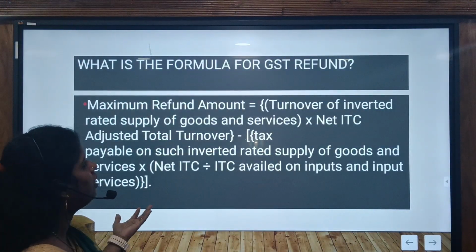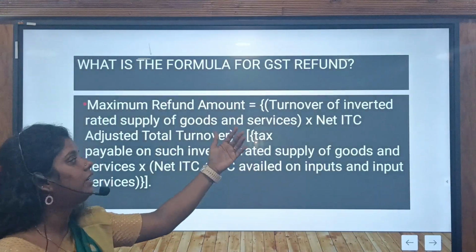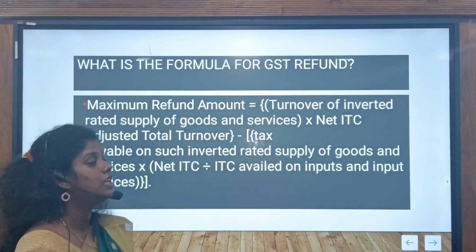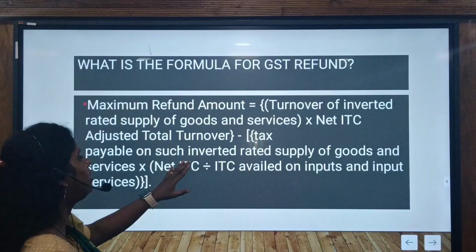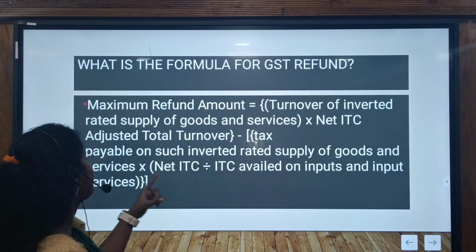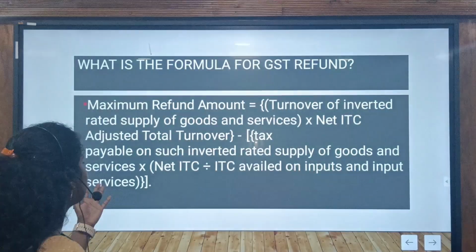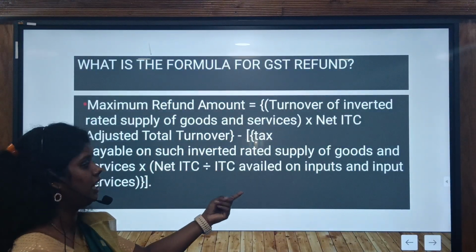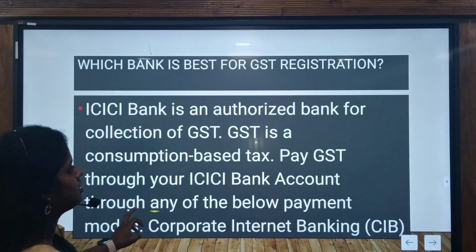So what is the formula for the GST refund? The maximum refund amount is equal to turnover of inverted rated supply of goods and services times net ITC, which is input tax credit, divided by adjusted total turnover, minus tax payable on such inverted rated supply of goods and services, times net ITC divided by ITC availed on inputs and input services. So this will be the formula for the GST refund.